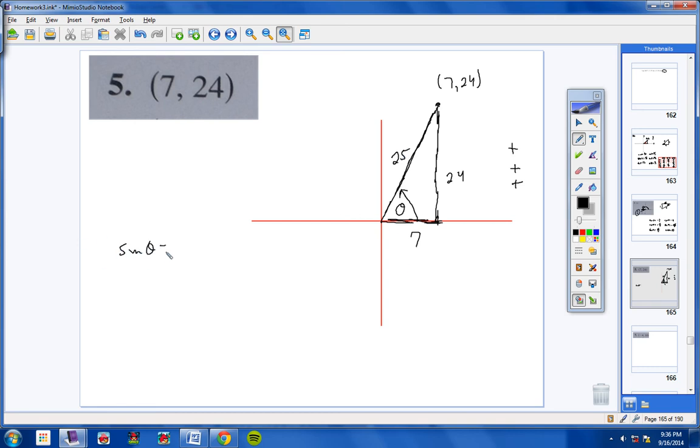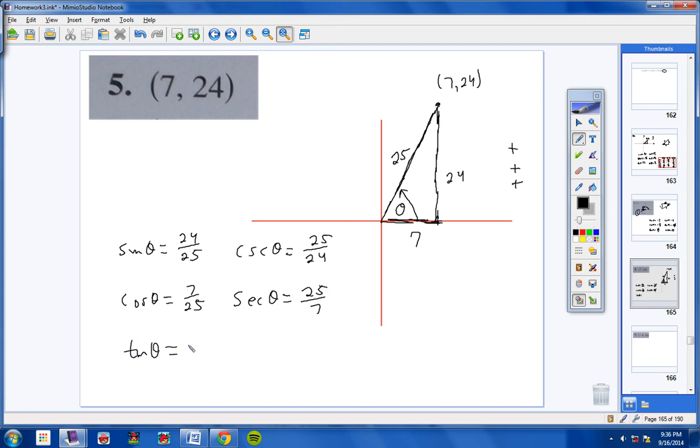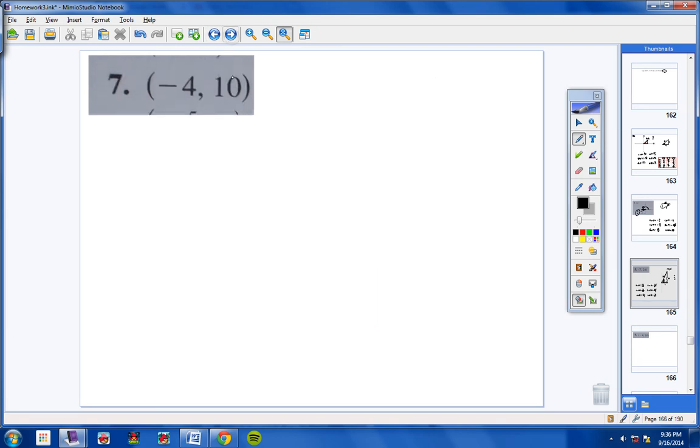The sine of theta would be opposite over hypotenuse, 24 over 25, so the reciprocal function cosecant of theta would be 25 over 24. Cosine of theta would be adjacent over hypotenuse, so 7 over 25, and the reciprocal function for cosine is secant, so the secant of theta would be 25 over 7. And of course, tangent of theta is opposite over adjacent, so 24 over 7, and then the cotangent would be the reciprocal of that, which is 7 over 24. Hope that makes sense. Moving on to number 7.